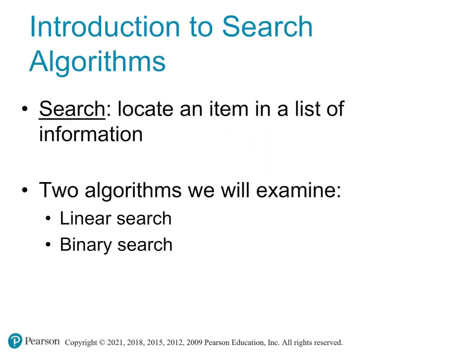We'll focus on two primary algorithms used to locate an item in a list of information: linear search and the binary search. Linear search works by sequentially going through each element in the list until a match is found or the whole list has been searched. On the other side, binary search takes a more efficient approach by dividing the sorted list into halves and then narrowing down the search range until the item is located or determined to be absent.